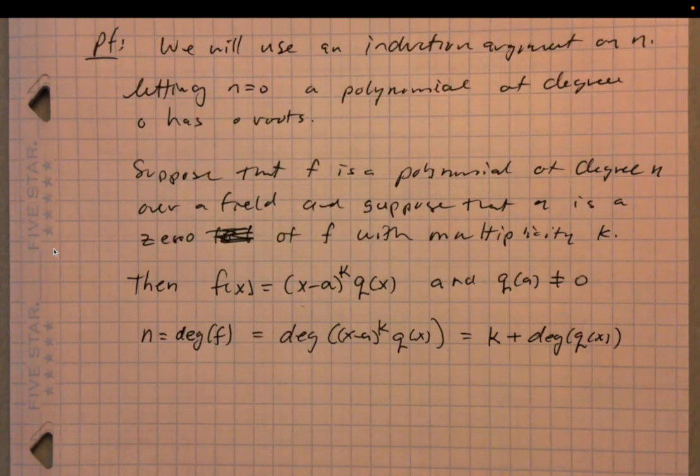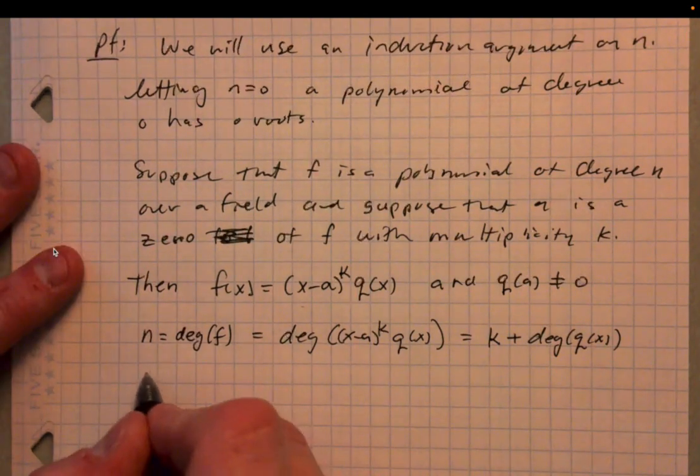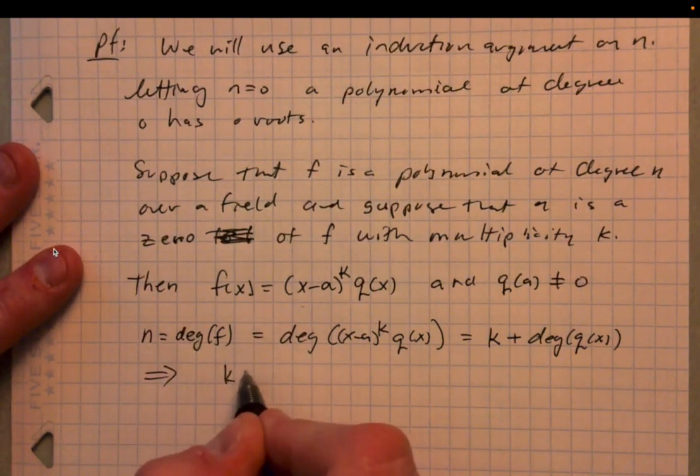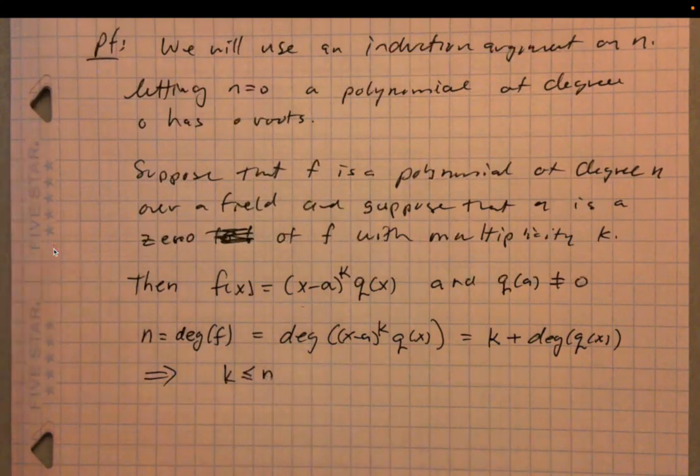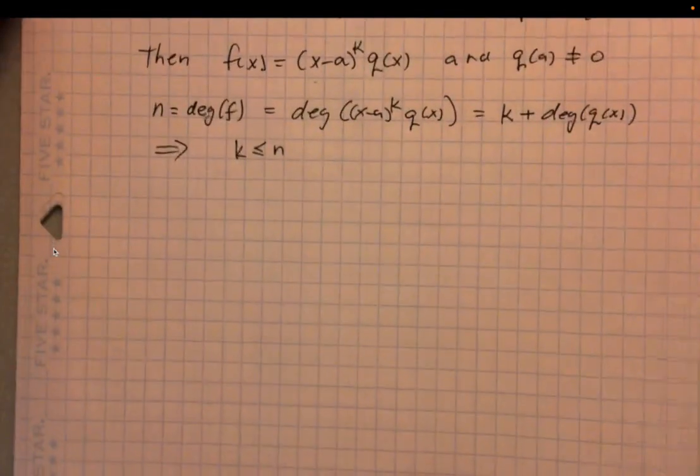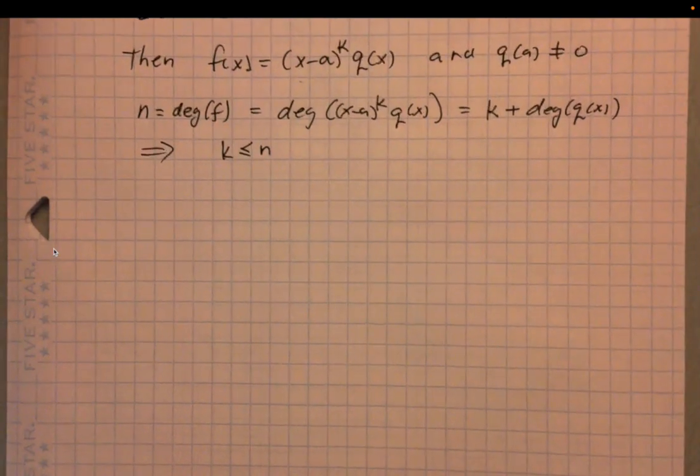Okay, and so we obviously know that k is less than n, so this would imply that k is less than or possibly equal to n. I mean, q could be a constant. That's possible as well. Okay, all right, so this part's straightforward so far. Okay, where's the big hook come in?